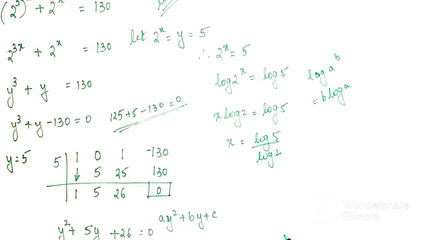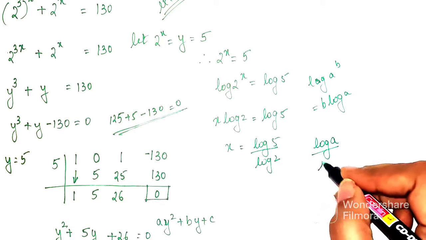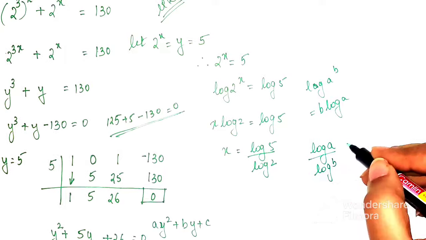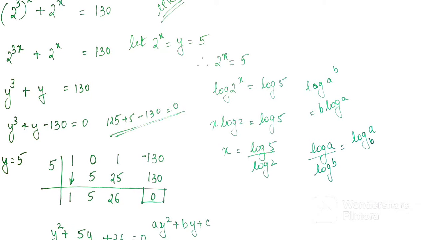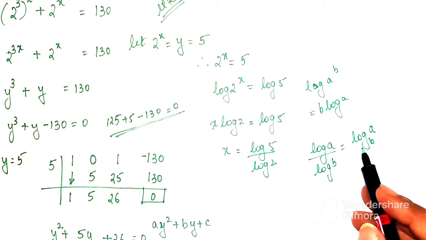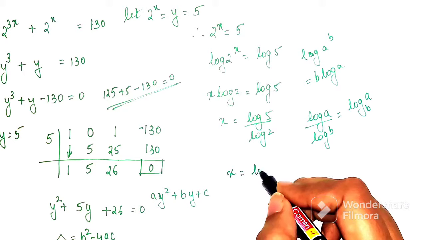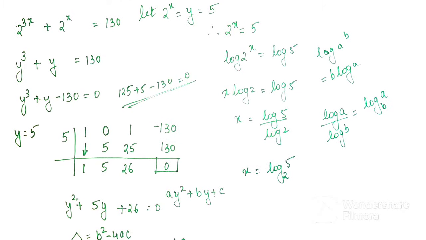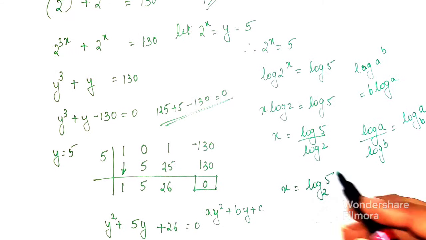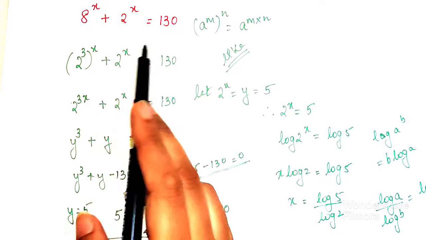Now understand, whenever you have log of a upon log of b, this can be written as log of a to the base b. So using the same logic, we can now write the x value as nothing but log of 5 to the base 2. And in order to cross verify, we can also put this value in our actual question.